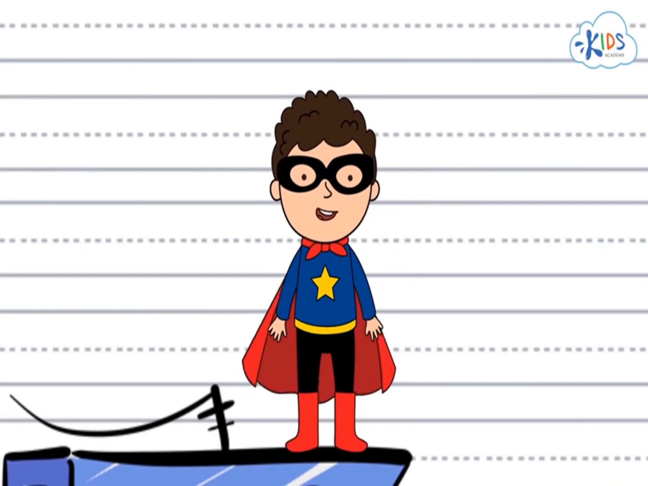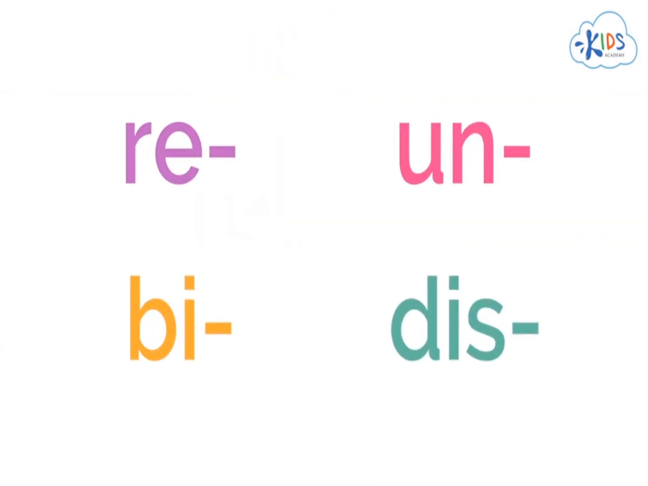Hello, I am Chris the Word Whiz. Let's take a look at prefixes today. Prefixes are groups of letters in front of a word. These change the meaning. We will look at 4 prefixes: re, un, bi, and dis.